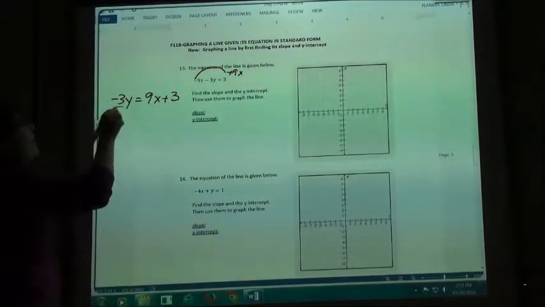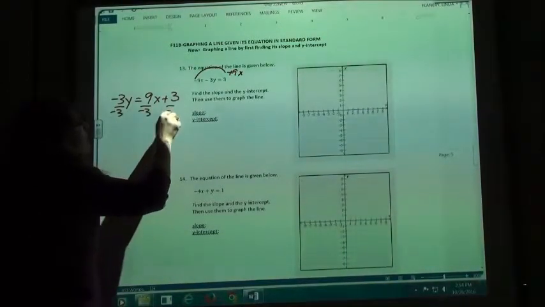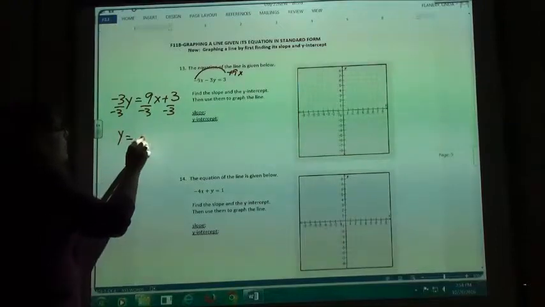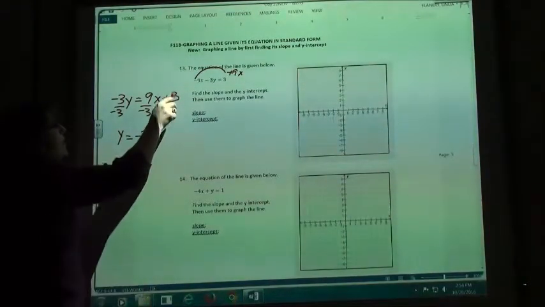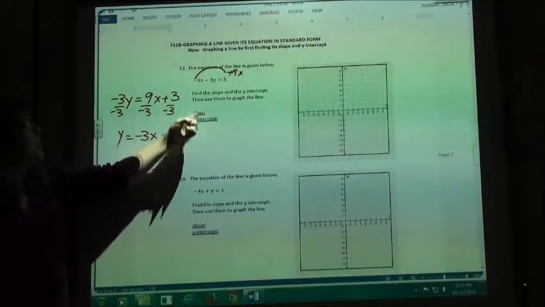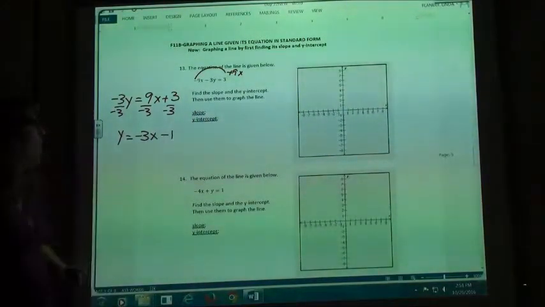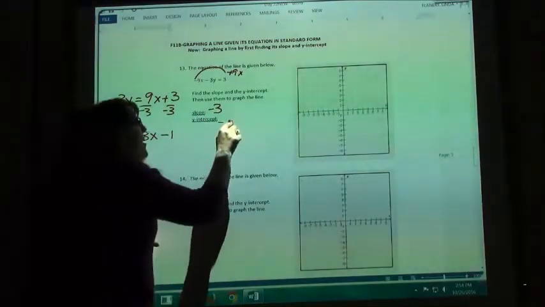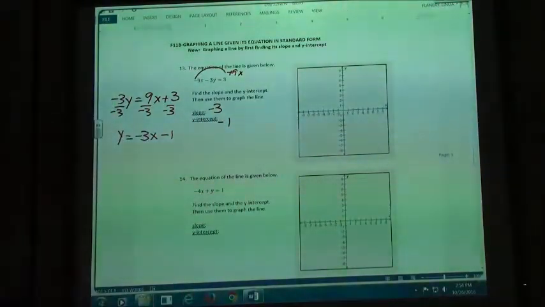Dividing by my negative 3. y is going to equal, 9 divided by negative 3 would give me negative 3x. 3 divided by negative 3 is minus 1. You'll notice on this one they asked for the slope first and then the y-intercept. So my slope is the negative 3, my y-intercept is the negative 1.